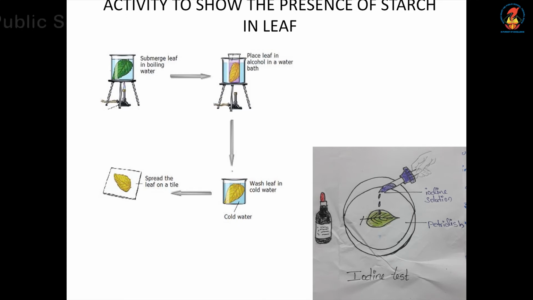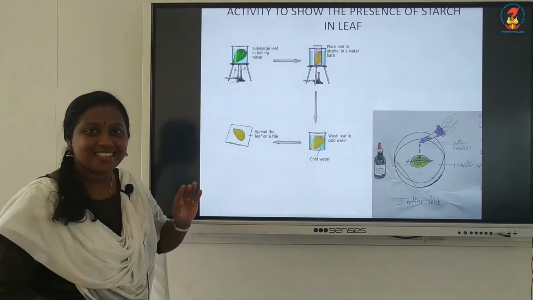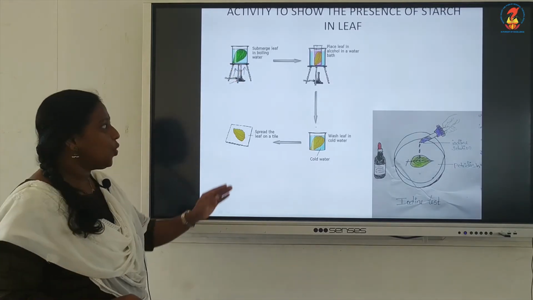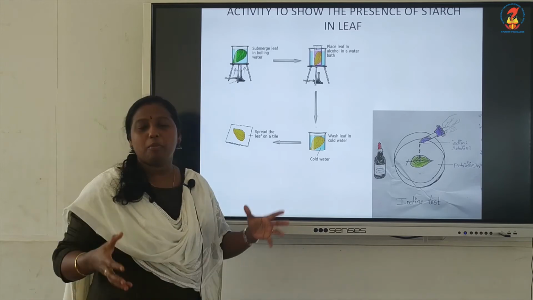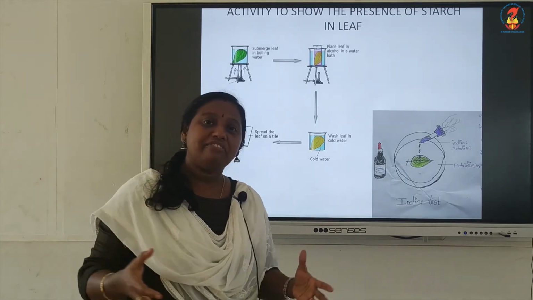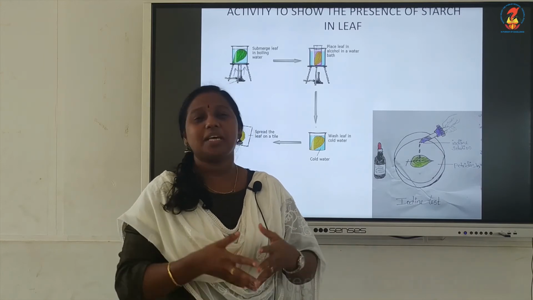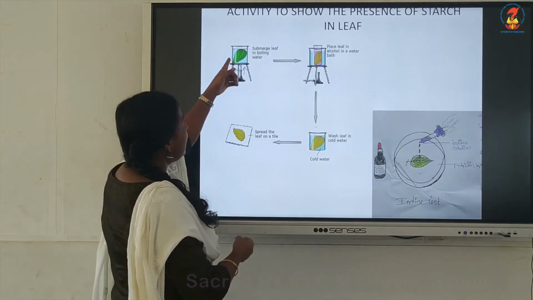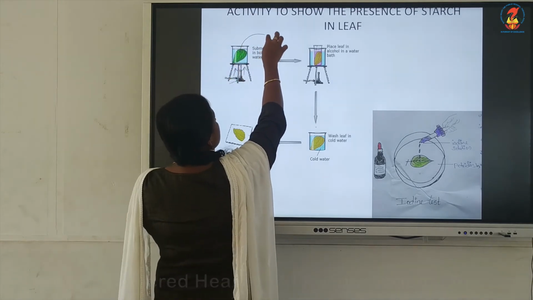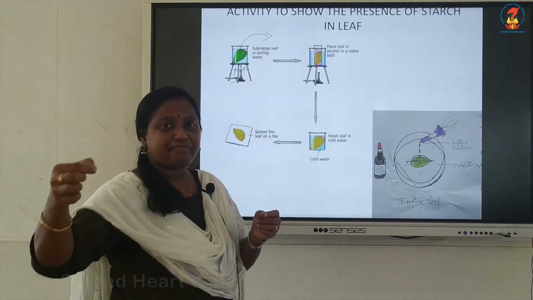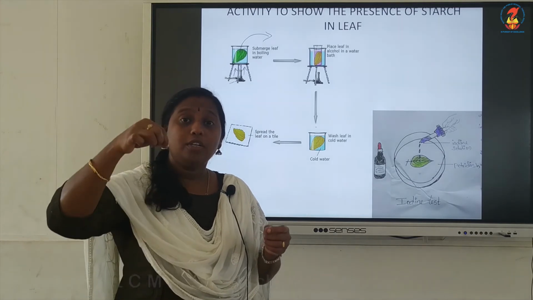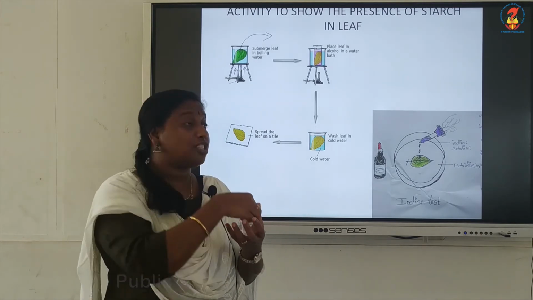And now you are going to provide heat from below. Can you see? Here it is heated. You are giving heat from below, keeping it on a stand and heating it. Clear, children? After some time the water will be boiling, so the leaf inside the water is boiling. After some time, you take the leaf out of this beaker and put it into another test tube.